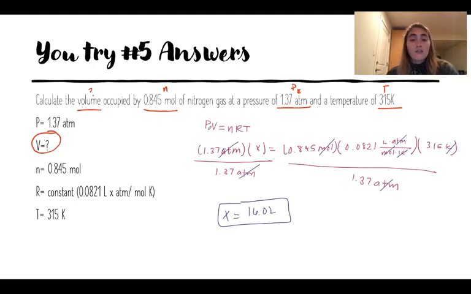So here I have PV equals nRT, and in this case I need to isolate my V value because that's the one I'm missing. So both sides will get divided by my pressure, and my pressure is 1.37 atm. This gives me a total value of 16.0 liters. And look at how all of our units cancel out. This is why it's important to write units, to ensure that all of yours cancel out.